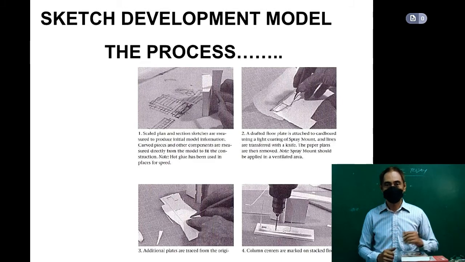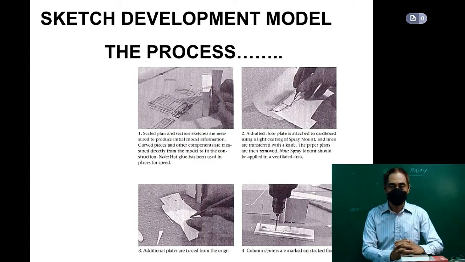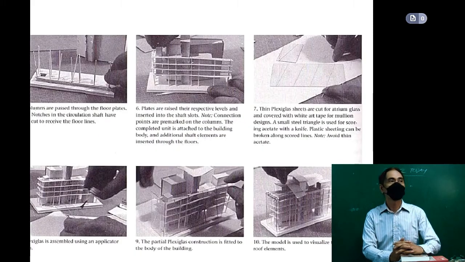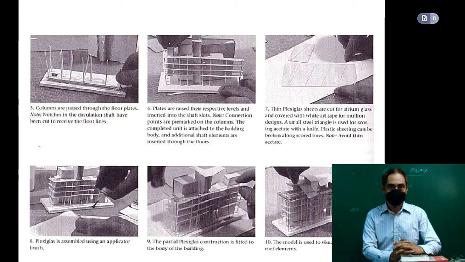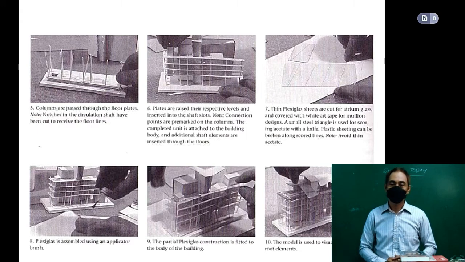Number four, column centers are marked on stock floor. Number five, columns are passed through the floor plates. Number six, plates are raised to their respective levels and inserted into the shaft slots. At number seven, thin plexiglass sheets are cut for atrium glass and covered with white art tape for mullion design.